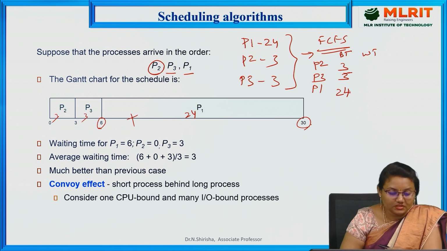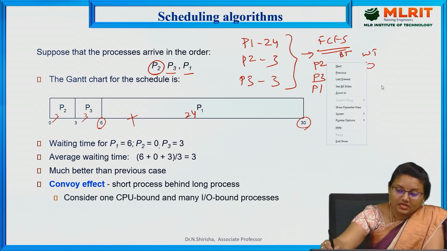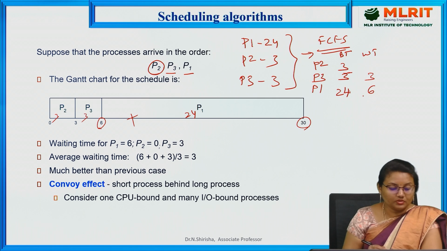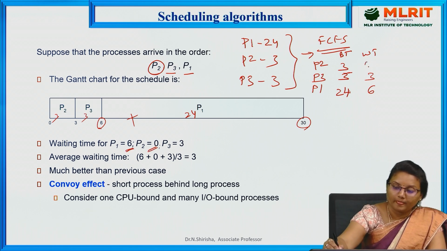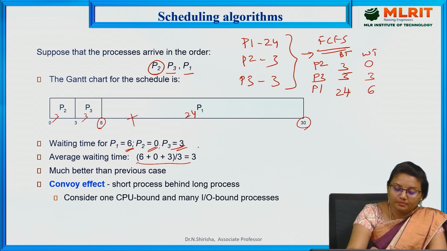Now what is the waiting time? The waiting time of P2 will be 0, the waiting time of P3 will be 3, and the waiting time of P1 will be 6. That is given here: P1 is 6, P2 is 0 and P3 is 3. Now what is the average waiting time here? 6 plus 0 plus 3 divided by 3, you are getting 3.